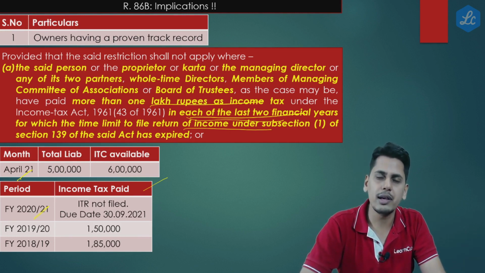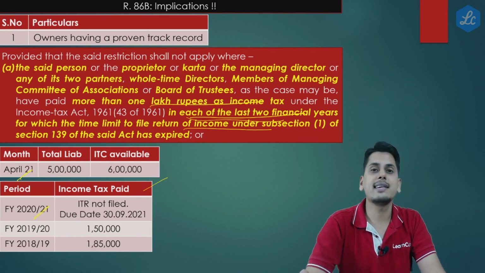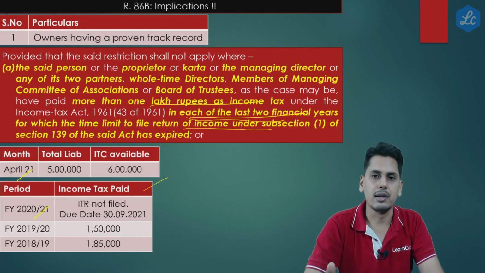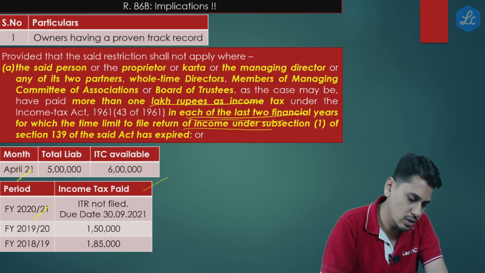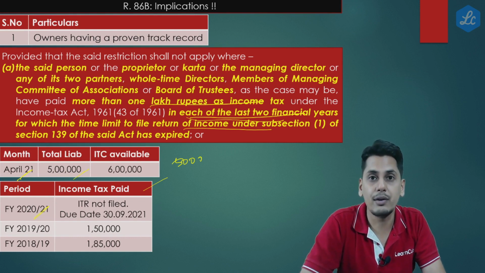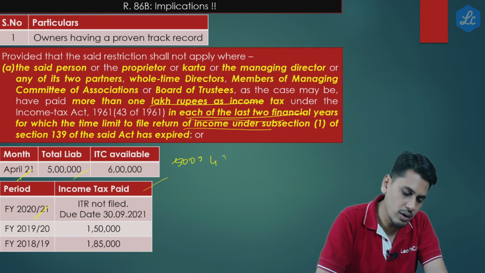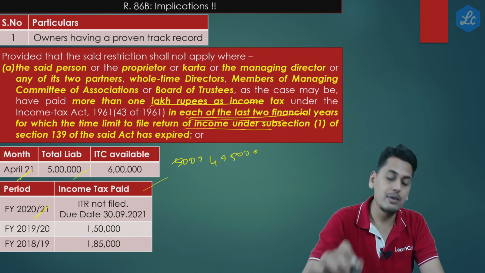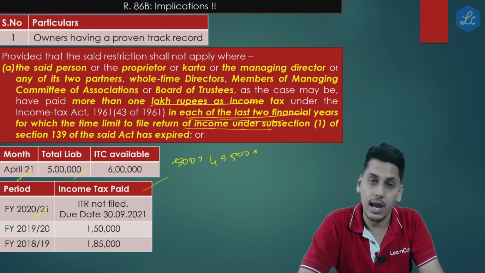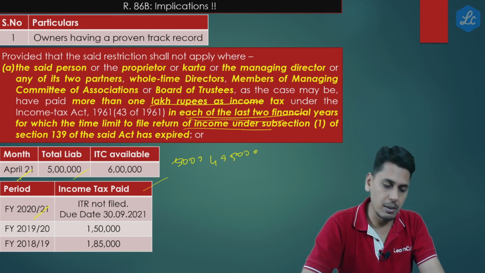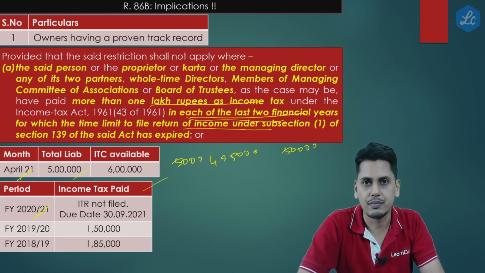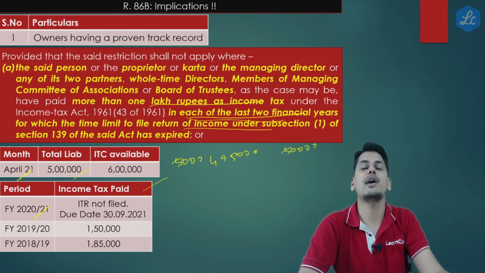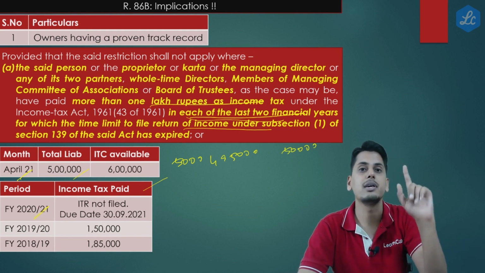What difference would it make, friends? If 86B is applicable, how much does he need to pay from cash? Total liability is 5 lakh. 5,000 rupees he'll have to pay from cash, and 4,95,000 he'll be paying from his credit ledger. However, if 86B is not applicable, the entire 5 lakhs he'll be paying from his credit ledger. So there is an additional cash of 5,000 which is required if 86B is applicable.